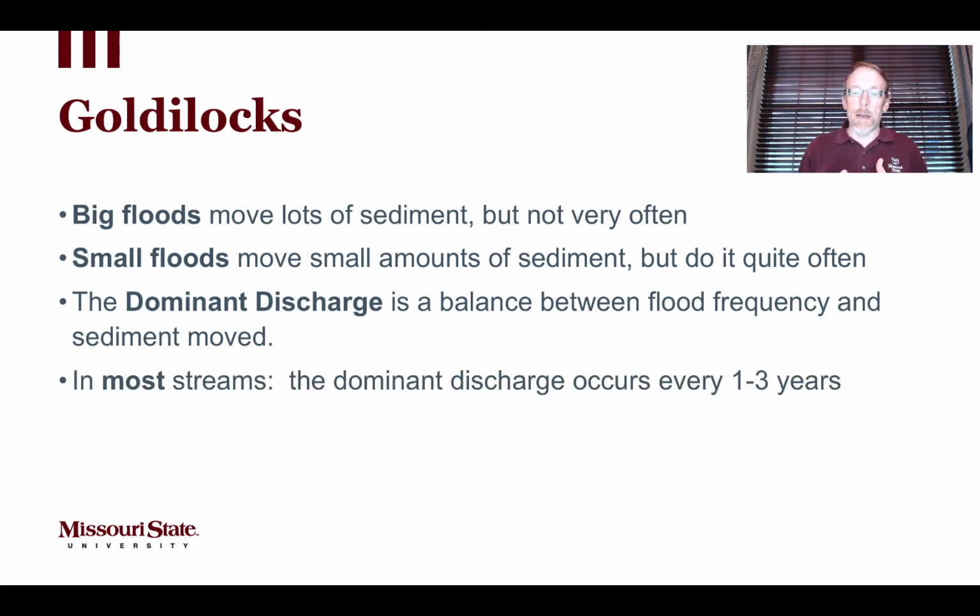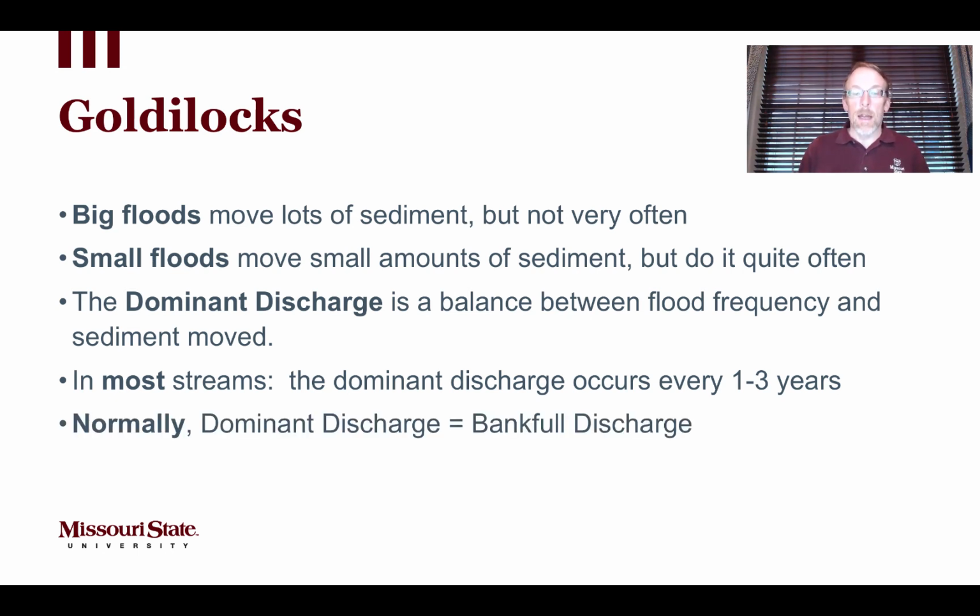In most streams, that dominant discharge, that Bankfull discharge, occurs every 1 to 3 years. You'll find different sources that cite different numbers, 1.5, 2.5, 3 years, 2 years, whatever, but it's somewhere in that range of 1 to 3. So these are fairly frequent. In 100 years, there could be 100 of these floods, or there could be 33 of these floods, or somewhere in between. So they're happening every couple of years. And so remember, to sum this up, normally, dominant discharge equals Bankfull discharge if the stream's in equilibrium. If it's out of equilibrium, the dominant discharge may not correlate to that morphological discharge that would be Bankfull.